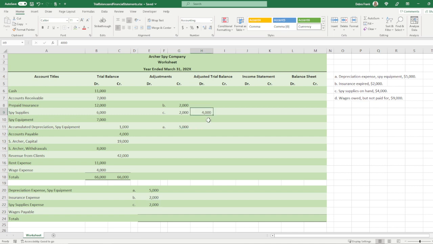All right, next we have wages owed but not paid for. So in this case, our employees did some work for us during this current year. Year ended March 31st. So up to March 31st, the employees did work for us, and so we have wages that we owe of $9,000. We did not pay them yet. We didn't do cash. So if we had paid cash, then it would have been recorded within wages expense. But it says it's owed. So that means we didn't pay it yet. So we owe it to them.